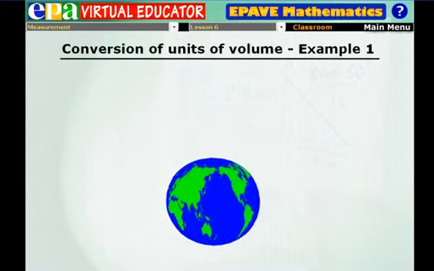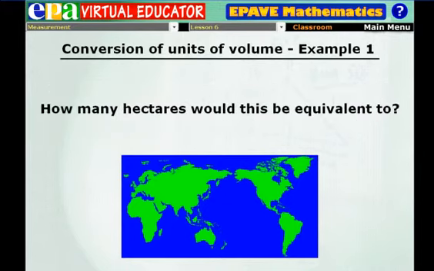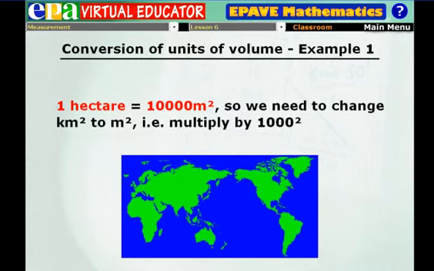Look at this example. In a previous question, we found that the area of the Earth's surface covered by water is approximately 0.71 times 4 times 3.1416 times 6,378 squared square kilometers. How many hectares would this be equivalent to? 1 hectare is equal to 10,000 square meters, so we need to change square kilometers to square meters. That is, multiply by 1,000 squared.